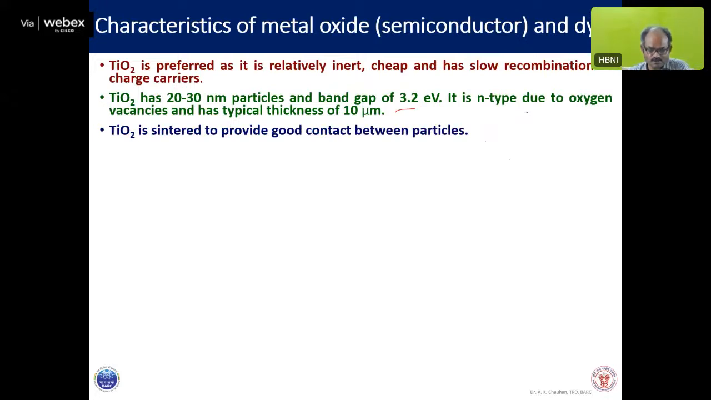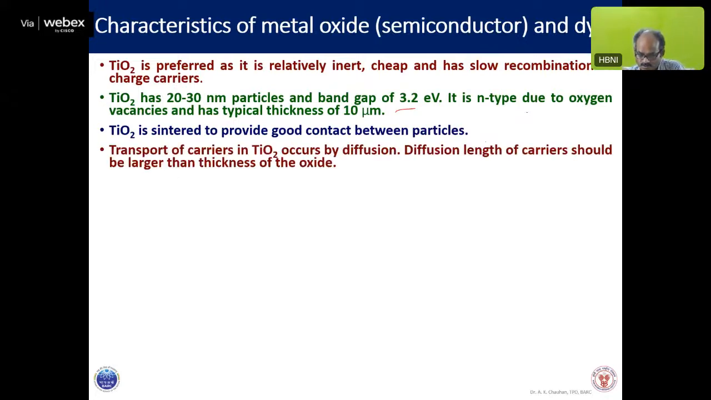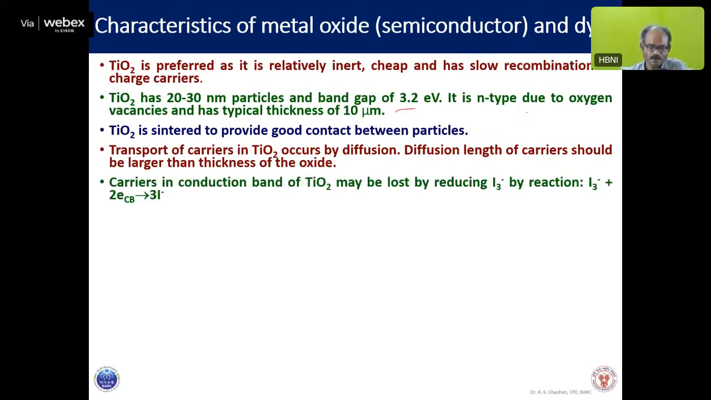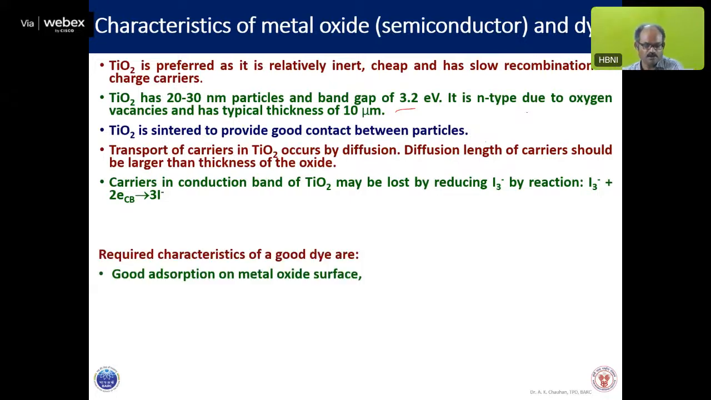Then TiO2 can be sintered to provide good contact between particles. And then transport of carriers in TiO2 occurs by diffusion. Diffusion length of the carrier should be larger than the thickness of the oxide. Carriers in the conduction band of TiO2 may be lost by reducing I3 by back reaction. This is also possible. The electron which we saw was moving to TiO2, but in place of moving to TiO2, it can go back to I3 also. But this is less probable.